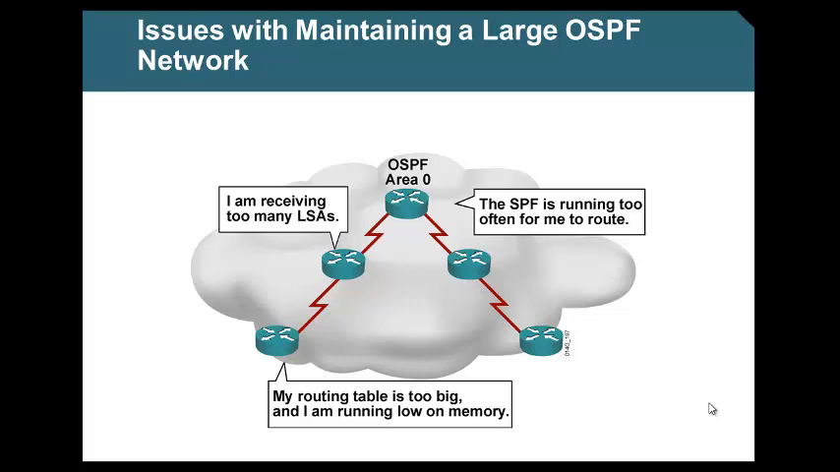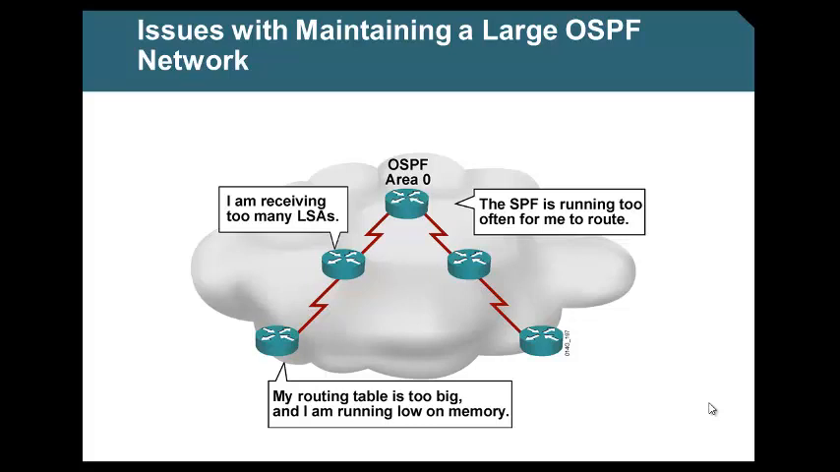Second problem is, because we don't do summarization, too many link state advertisements are received by the other routers. When you do summarization, you won't have too many LSAs. You will have only the LSA for the summary route. But because you don't do summarization, you get too many LSAs on the receiving router. See the third problem.